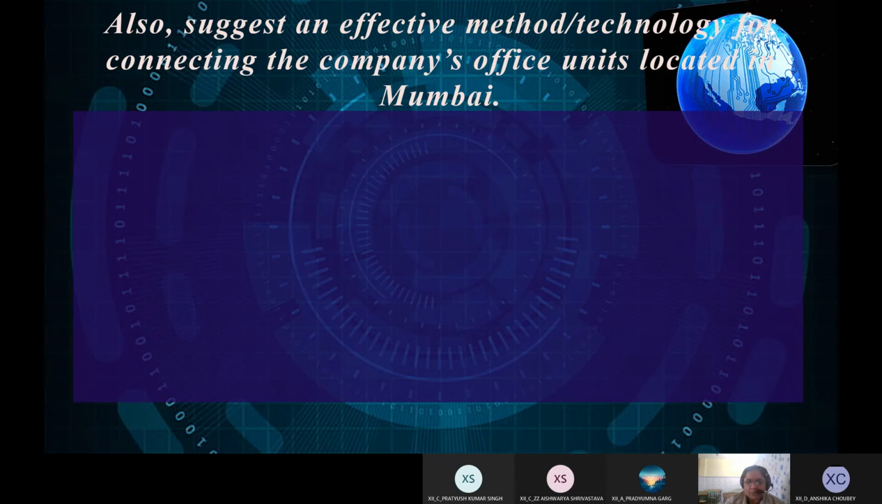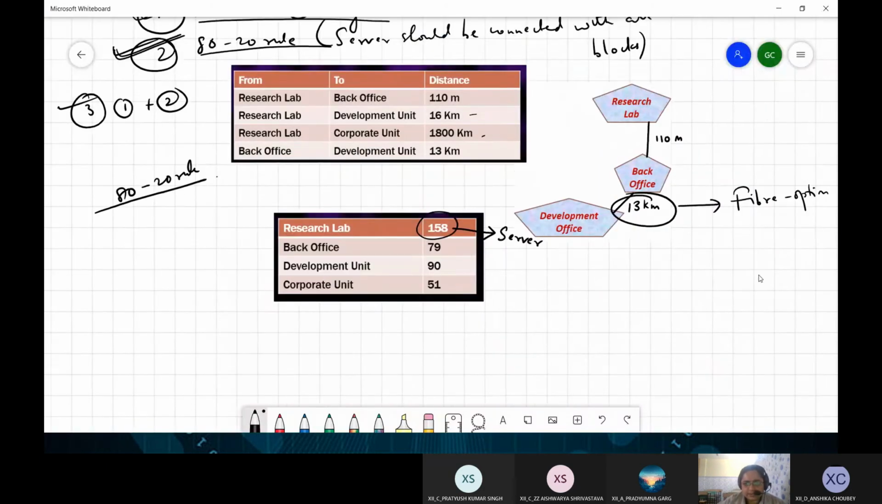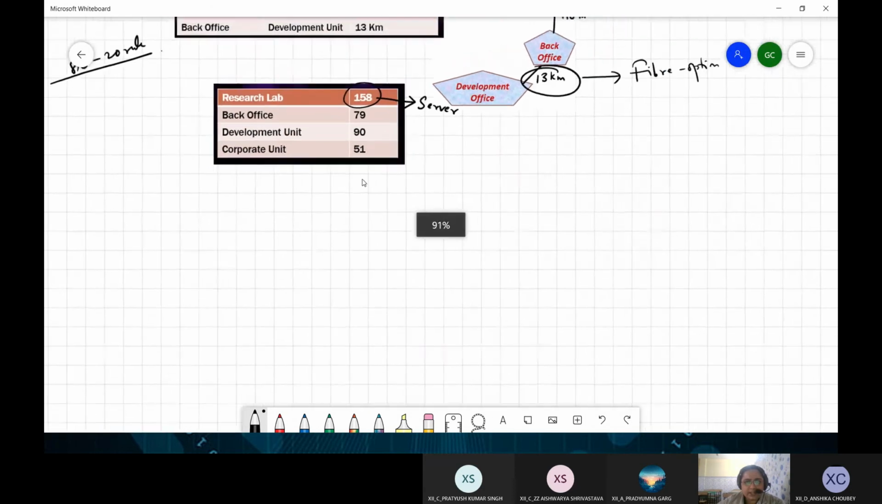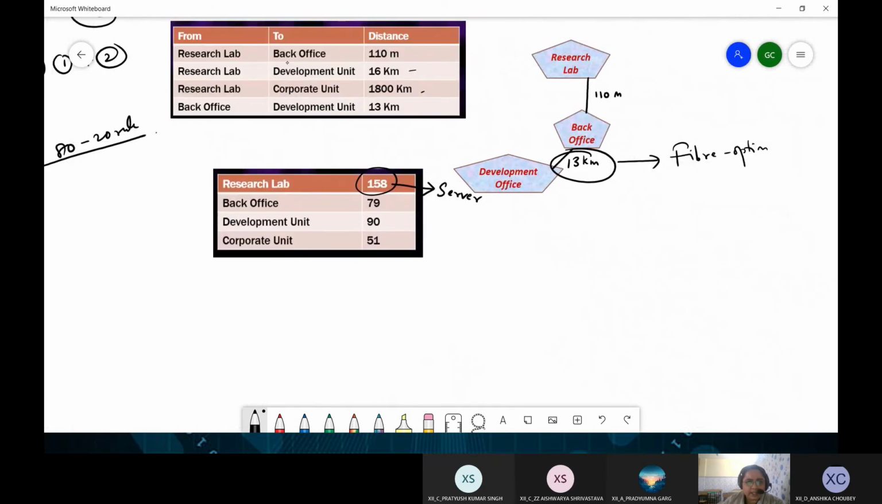There are a couple of options which we can go with, because we know that the corporate unit is, what is the distance between the Pondicherry units and the corporate units? You can already see it, 1800 kilometers, which comes under what? WAN. Right, and because it is a WAN, you can go for a number of options. Like first, you can go for a leased line connection. I had already explained leased lines before.